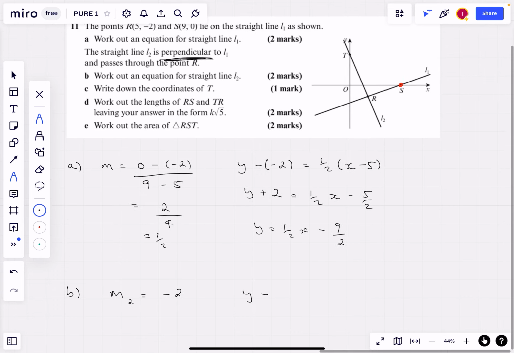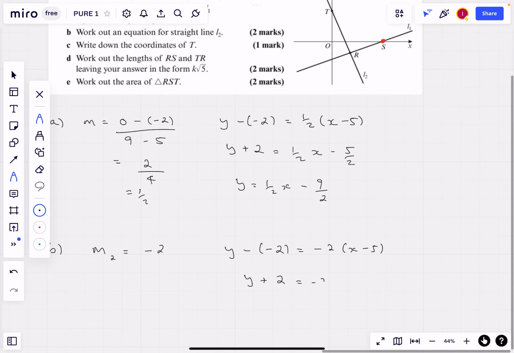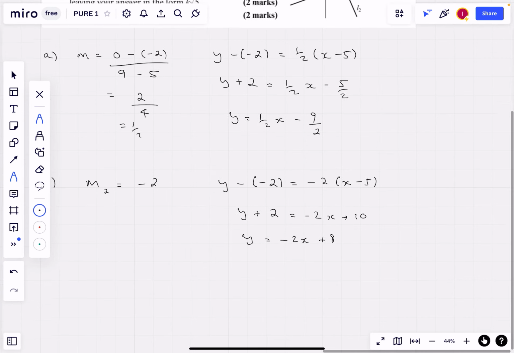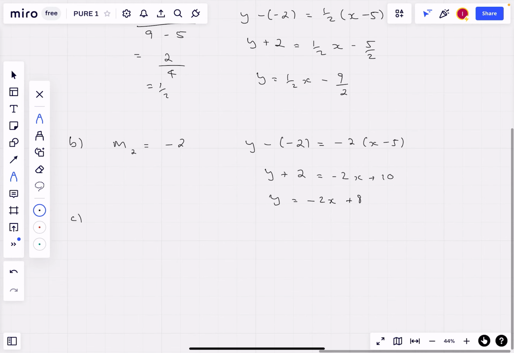And they said it passes through the point R, which has the coordinates 5, minus 2. y minus minus 2 equals minus 2 times x minus 5. y plus 2 equals minus 2x plus 10. y equals minus 2x plus 8. There we go. Write down the coordinates of T. T is the y-intercept of L2. So, using the equation which you just worked out, what's going to be your y-intercept? 8. So T has the coordinate 0, 8.